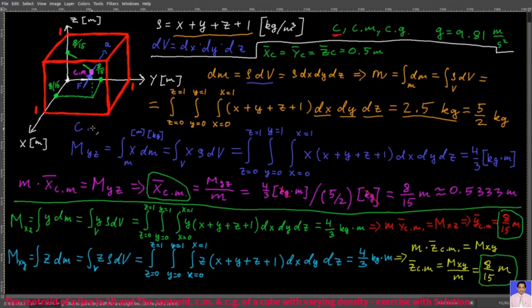What about the center of gravity though? Well, we assumed that our g was constant. We assumed constant gravitational acceleration. Because of that, you know that your center of gravity equals your center of mass. So your center of gravity is also at x equals 8/15 meters, at y equals 8/15 meters, and at z equals 8/15 meters. Thank you very much.